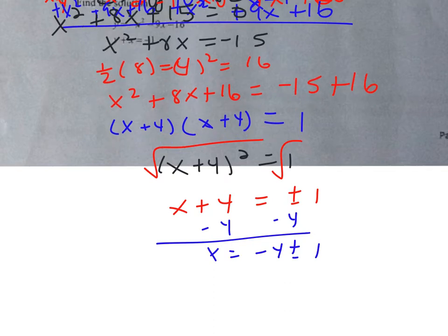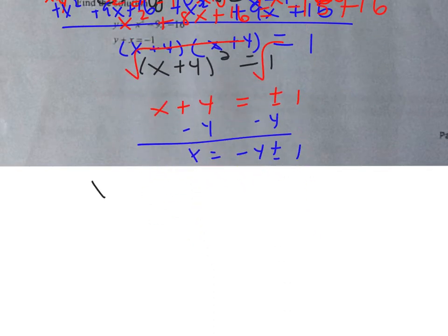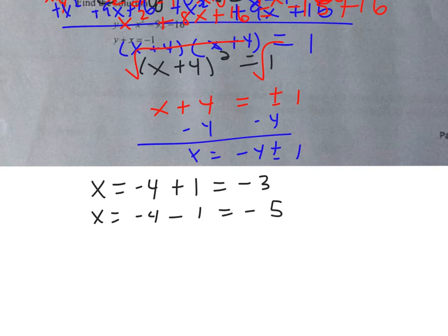So now I have to separate this. So I have x is equal to negative 4 plus 1, which is negative 3. And x is equal to negative 4 minus 1, which is negative 5. All right, so now after you get your x values, you need to get your y values. So I'm going to do that right here. When x is negative 3, I'm going to plug it into my linear, which was y equals negative x minus 1. So my x is negative, and I want negative x, so that's going to be positive 3, minus 1, so y is equal to 2.